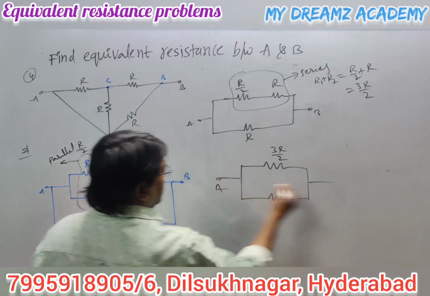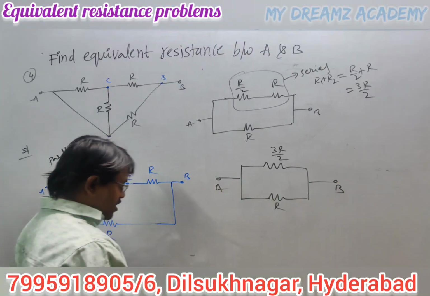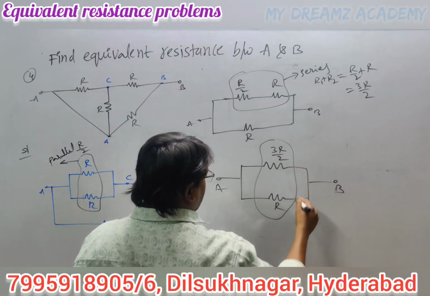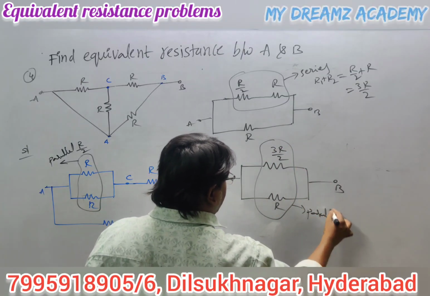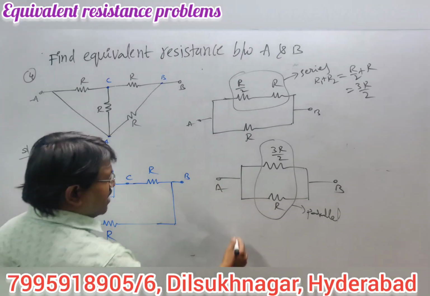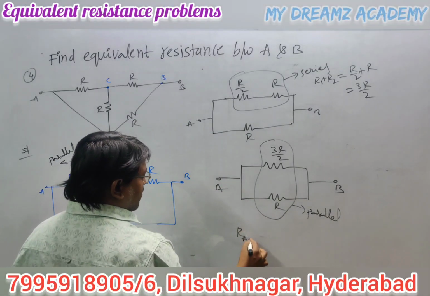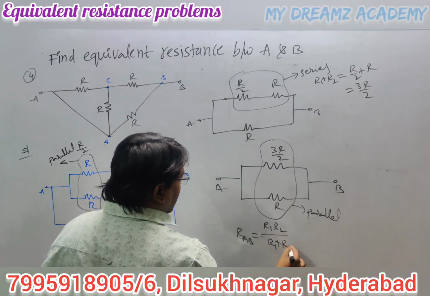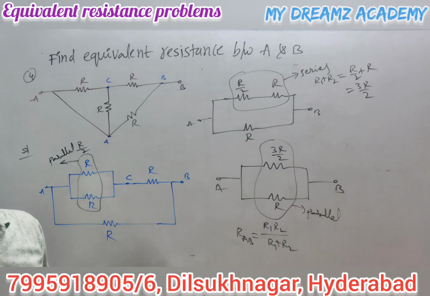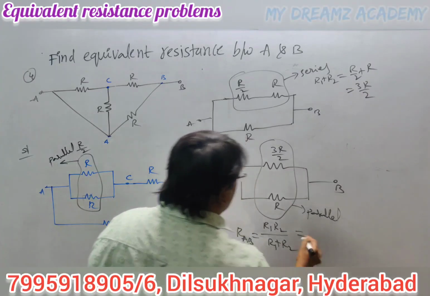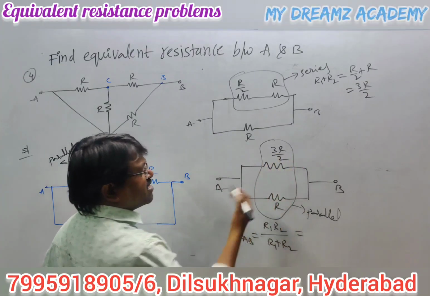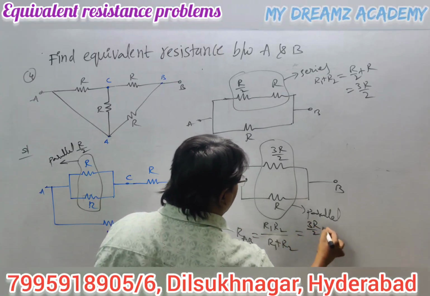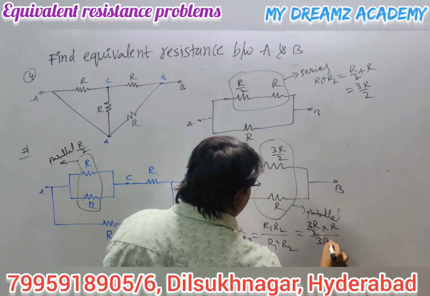Now A terminal, B, AB. Now these two are connected in parallel. Again they are connected in parallel. So what is the equivalent resistance of this parallel combination? RAB equals, okay, equivalent resistance R1 R2 by R1 plus R2 when the two resistors are connected in parallel. One resistor is considered R1 and another one is considered R2. R1 R2 by R1 plus R2, that is 3R by 2 into R by 3R by 2 plus R.